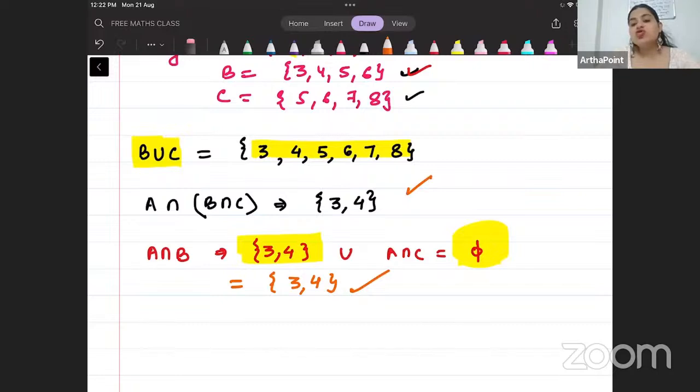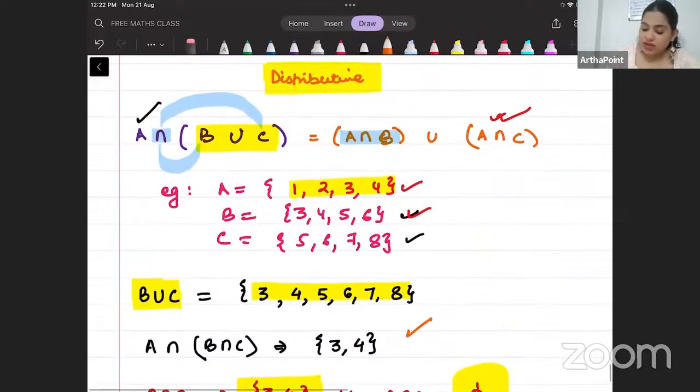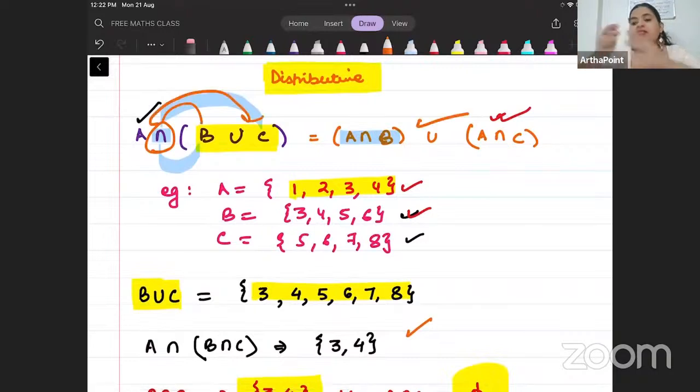This is the distributive property. What does the distributive property say? That intersection distributes over union. This intersection individually attached itself to each element. It has distributed itself over the union. I hope this is clear to you.